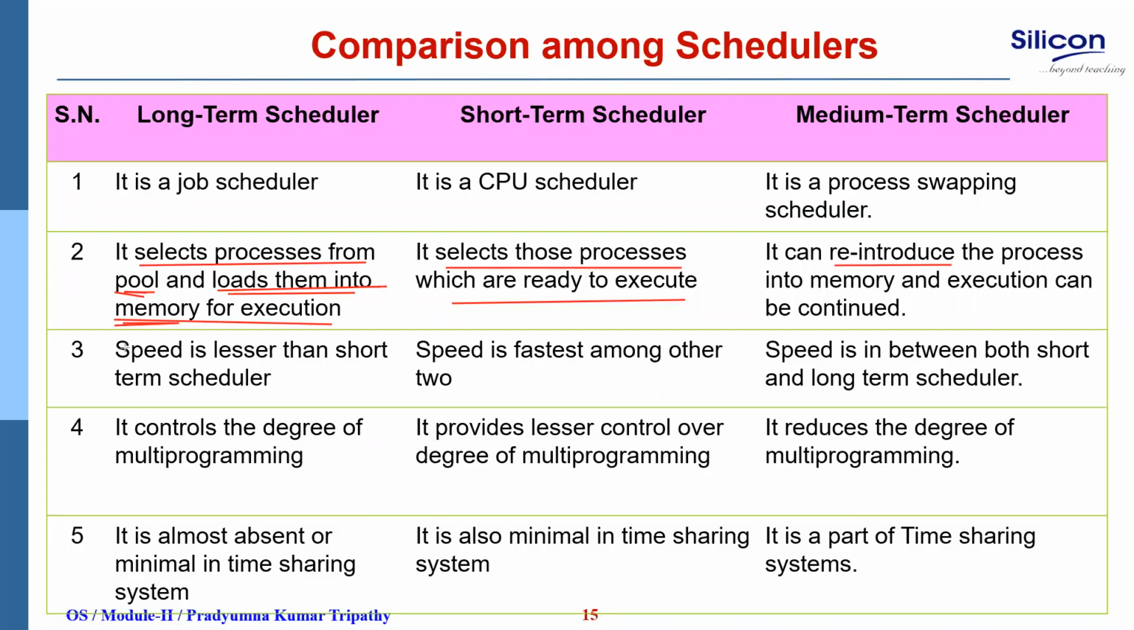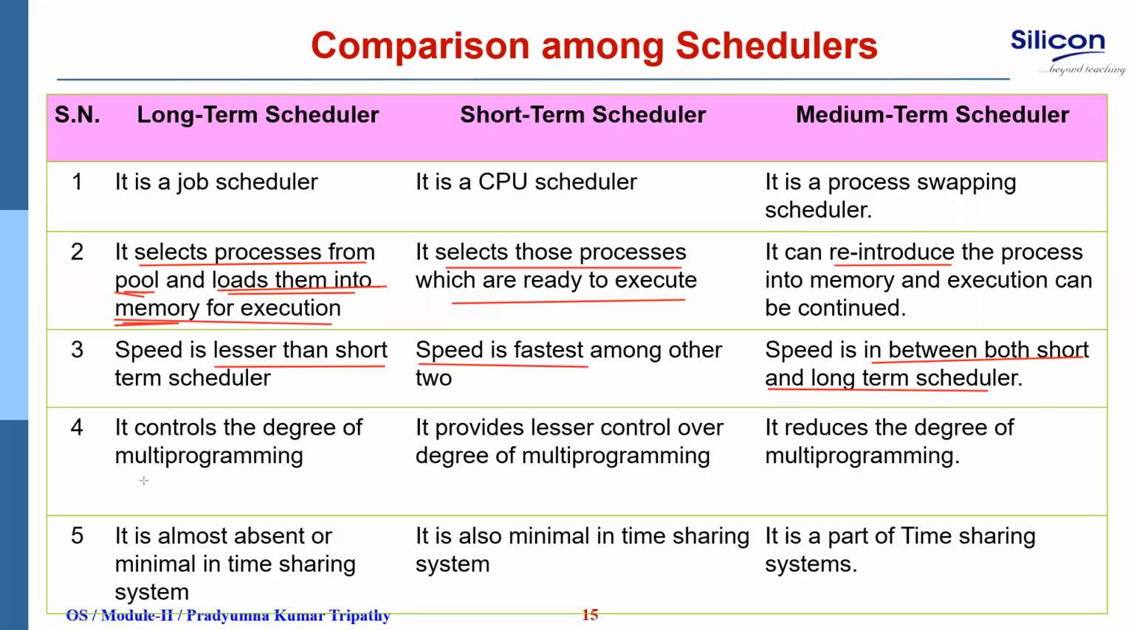In the long-term scheduler, the speed is lesser than the short-term scheduler. It is very infrequently used, whereas the fastest is the short-term scheduler. The long-term scheduler is slower than the short-term scheduler, while the medium-term scheduler lies between these two. Its speed is in between both the short-term and long-term schedulers.